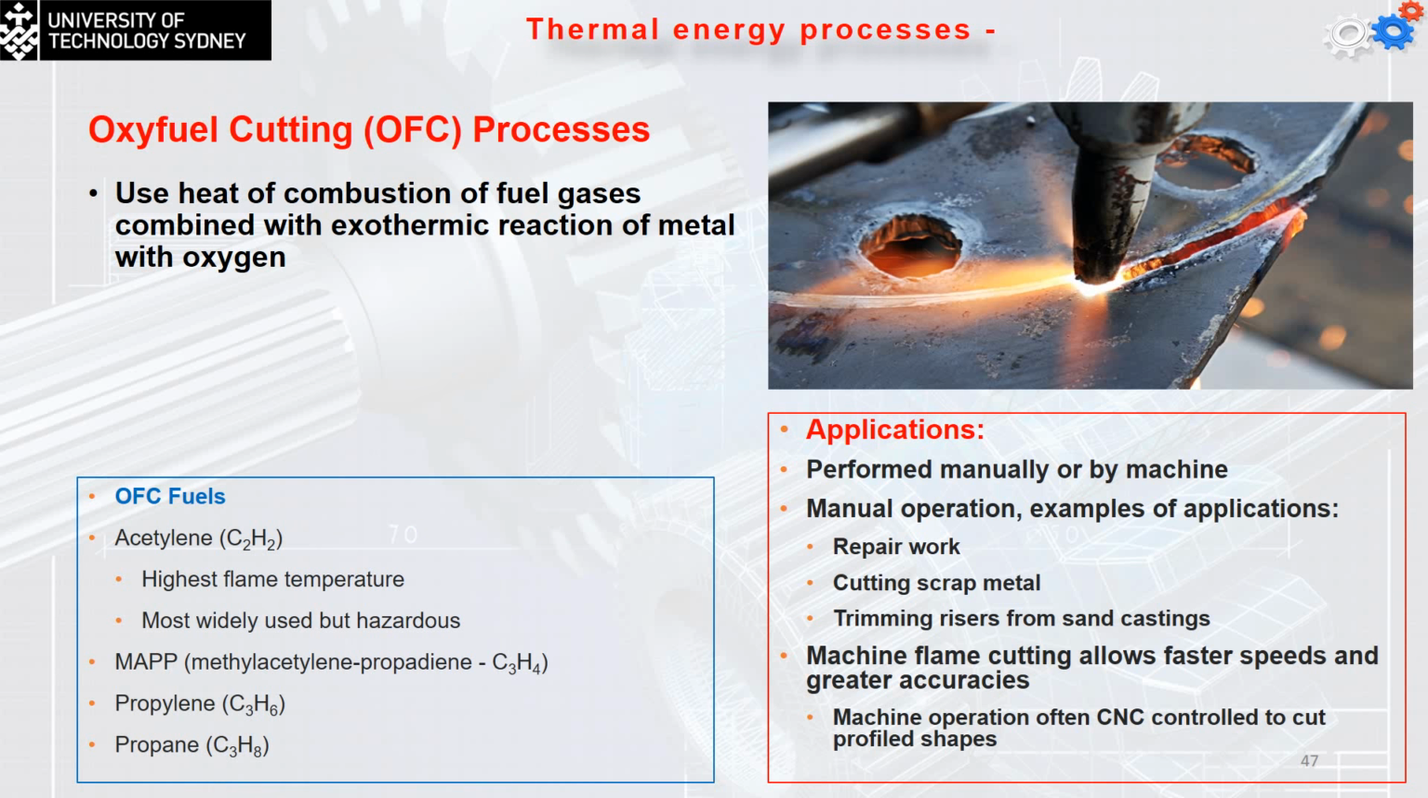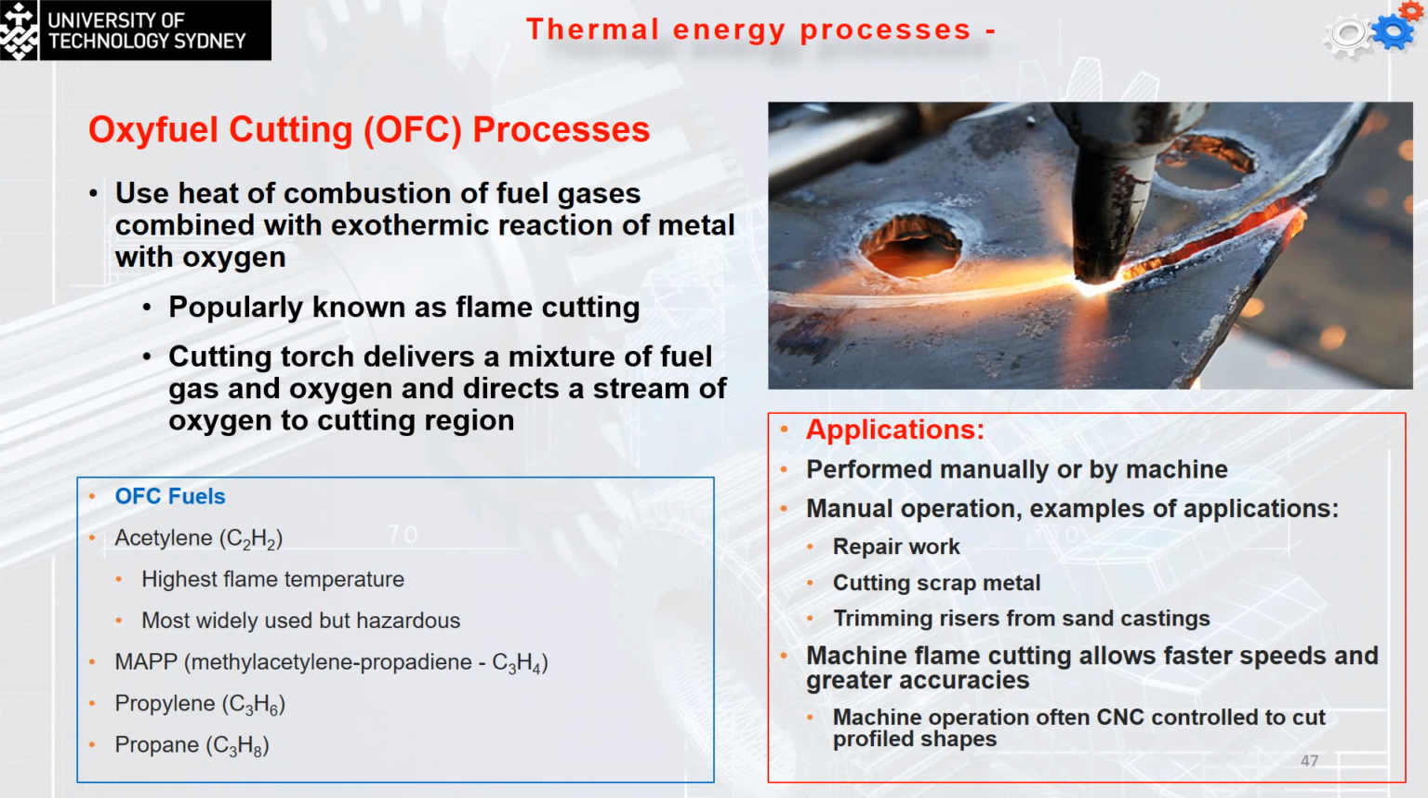The oxy-fuel cutting uses the same device we use for welding, and we can use it for cutting. Now we're generating very high temperature due to the burning of the oxy-fuel gases. So once again, the oxy-fuel cutting process uses the heat of combustion of the fuel gases combined with the exothermic reaction of the metal with oxygen. I think we have something here. It's probably known as flame cutting. The cutting torch delivers a mixture of the fuel gas and oxygen and directs a stream of oxygen to the cutting region.